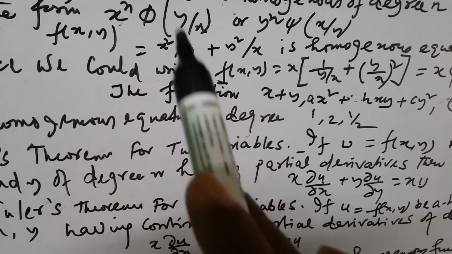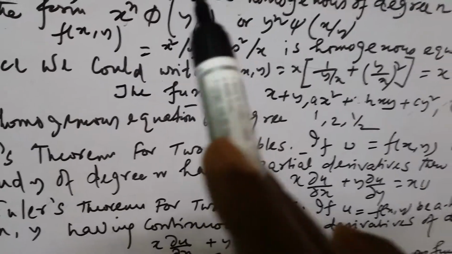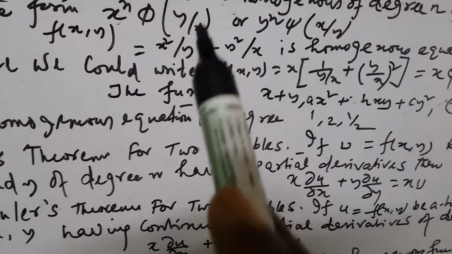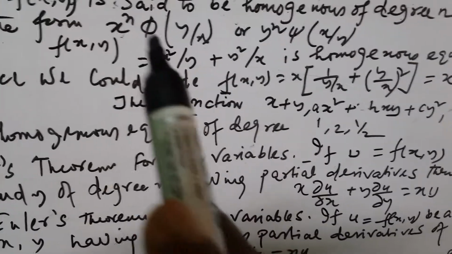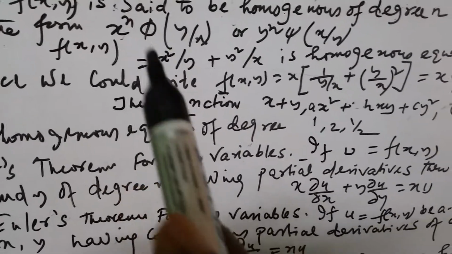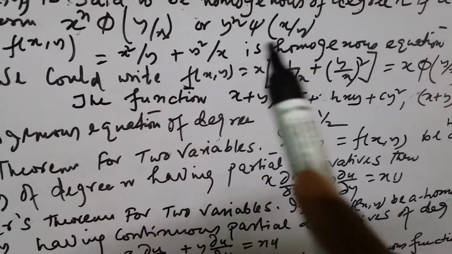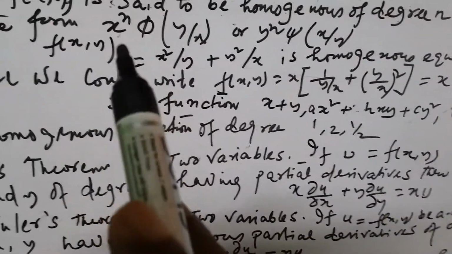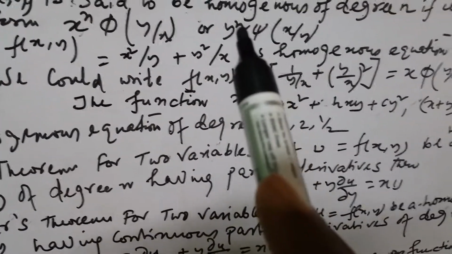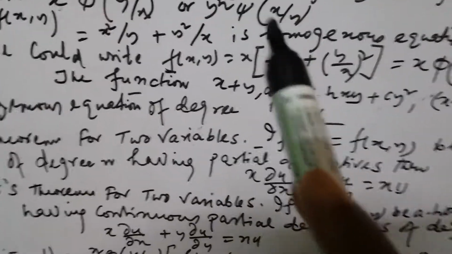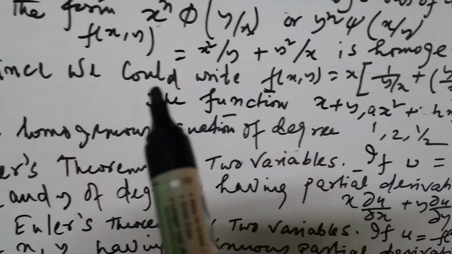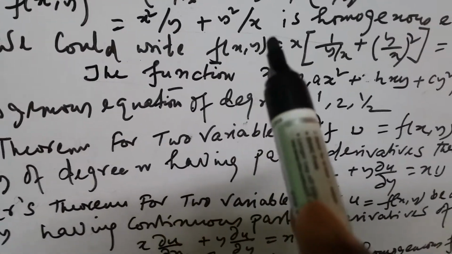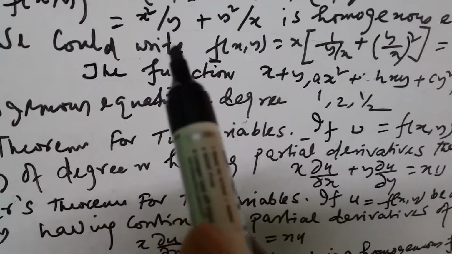Here y by x is a constant, because y is a single variable and x is a single variable, so its power is x to the power n. So this is homogeneous of degree n, and it can also be written as y to the power n psi(x by y). Here this is a homogeneous function.